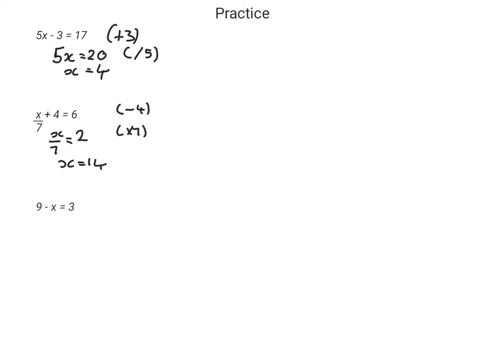And this last one, our issue is that our term is negative, so we can add x to both sides to give us 9 equals 3 plus x, and then we're going to cancel out the adding 3 by subtracting 3 to give us 6 equals x, but we don't give our answers like that. X has got to come first, so x equals 6.